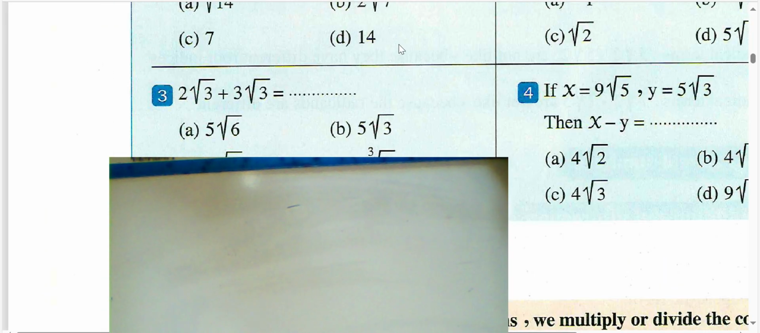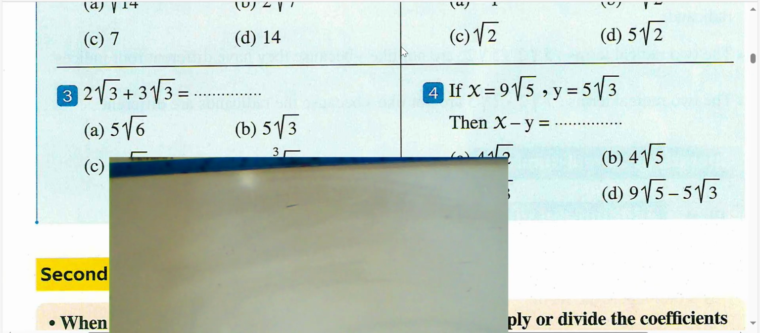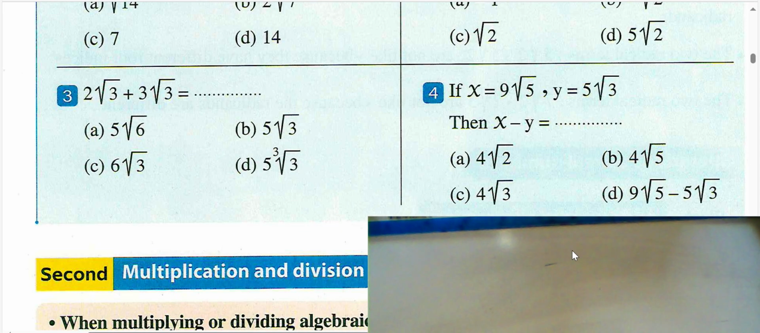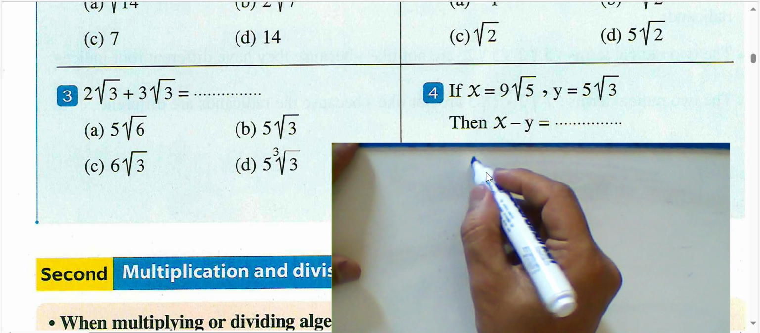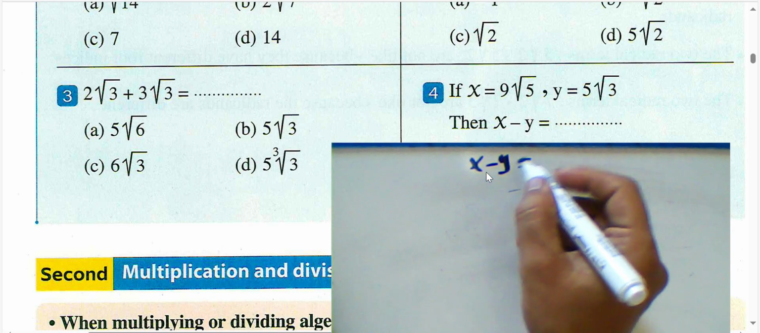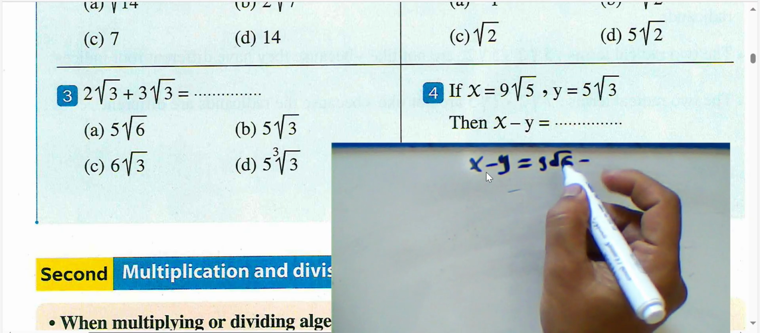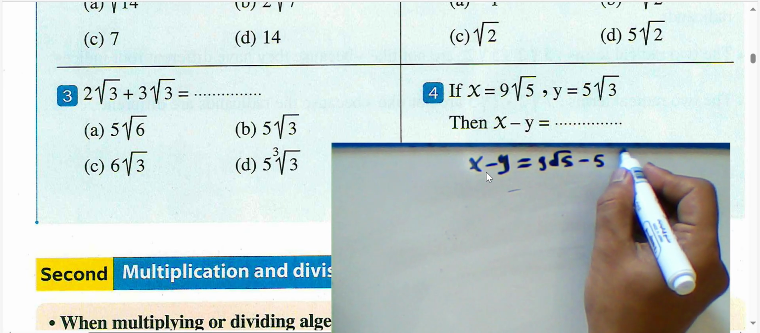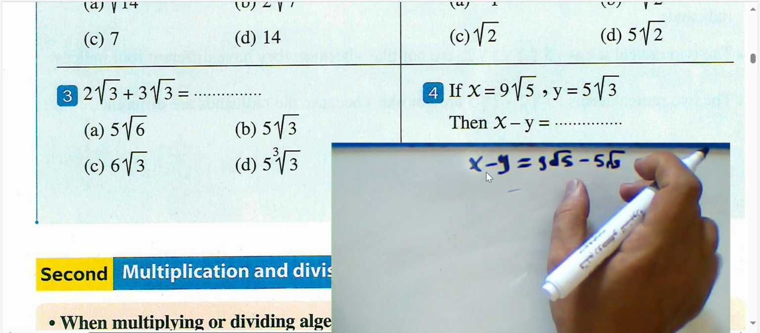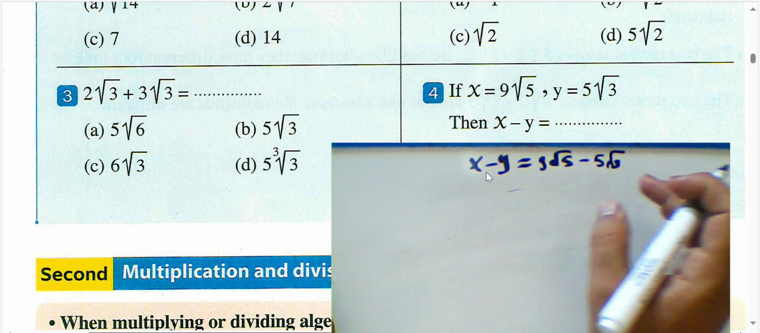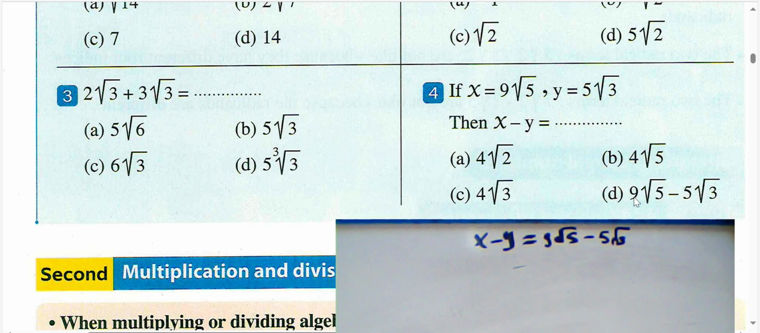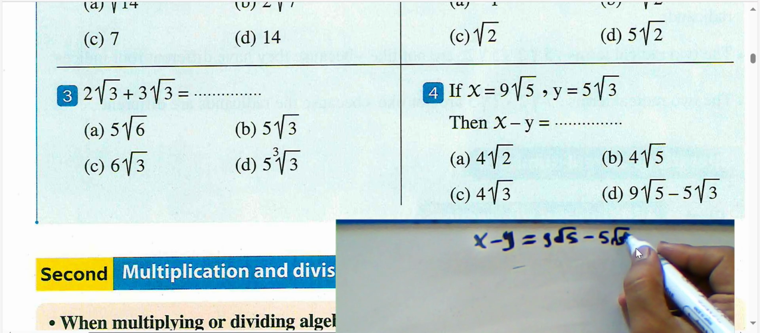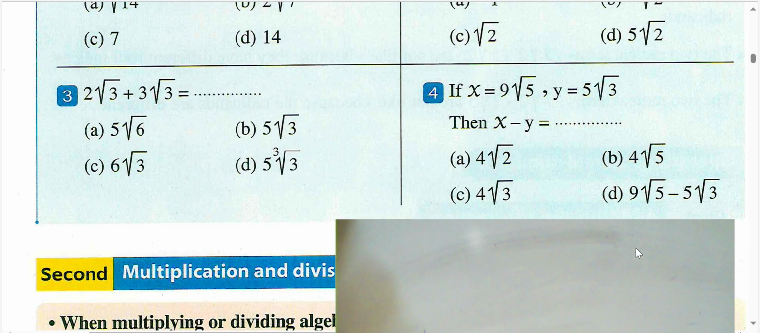If x equal 9 root 5 and y equal 5 root 3, then x minus y equal? We cannot find the difference between x and y in simpler form, because the terms are different. X subtract by y equal 9 root 5 subtract by 5 root 3. The result will not change because we have different terms, and the answer will be the same. Choose the third one, D, because 9 root 5 and 5 root 3 are different terms, not like terms.